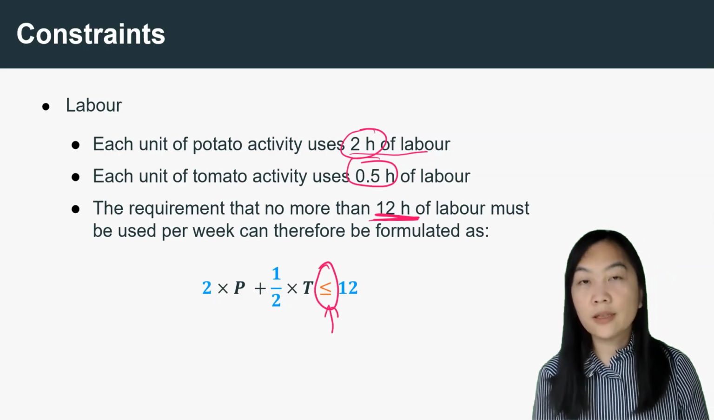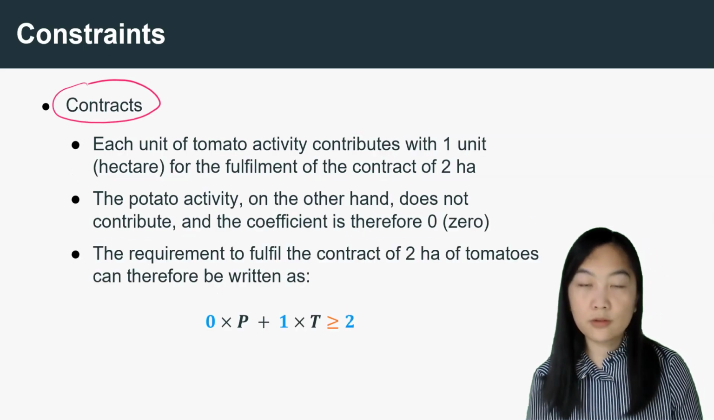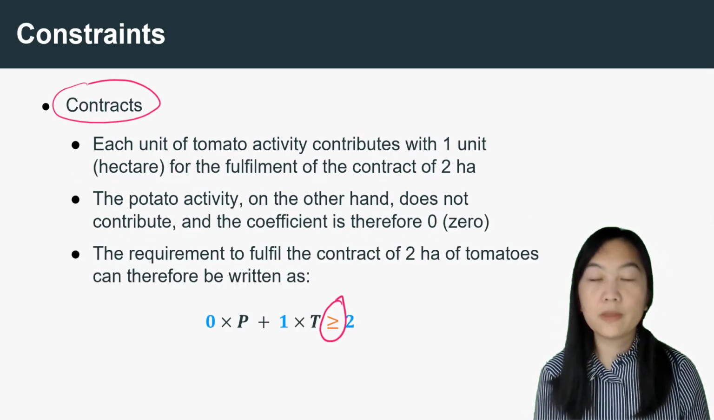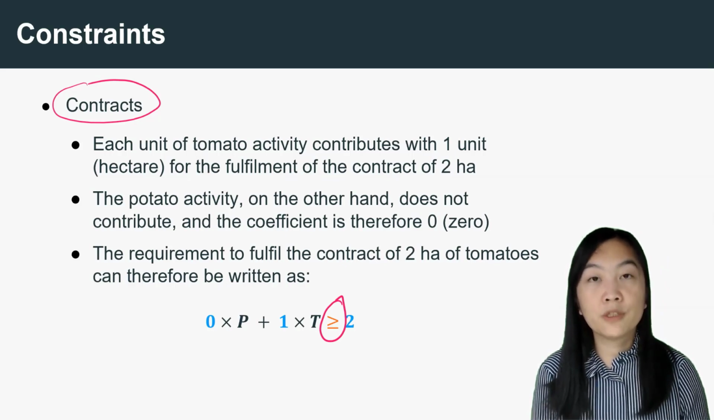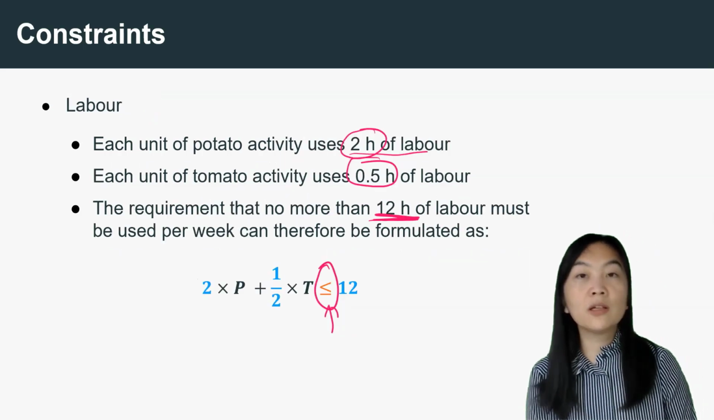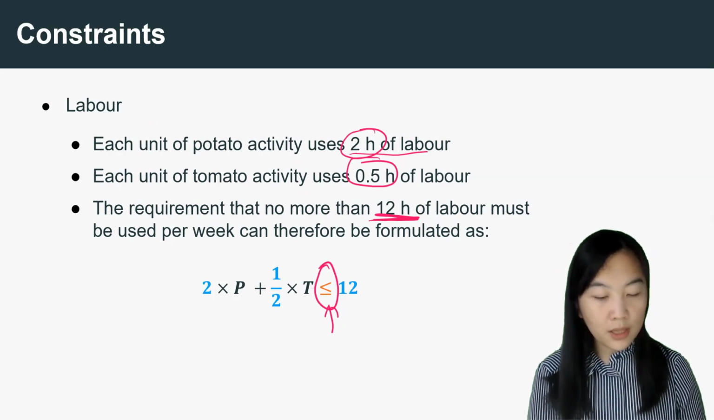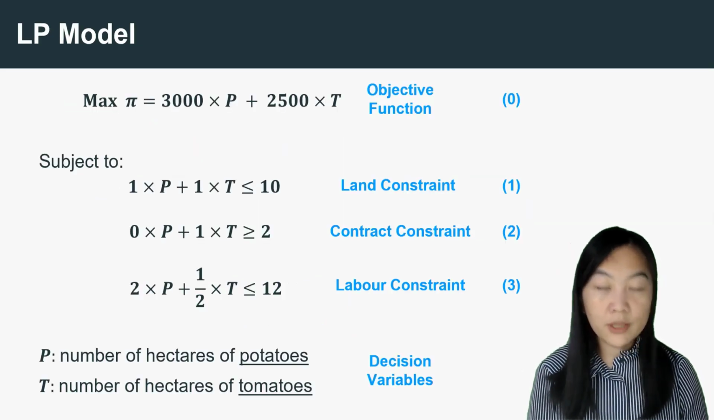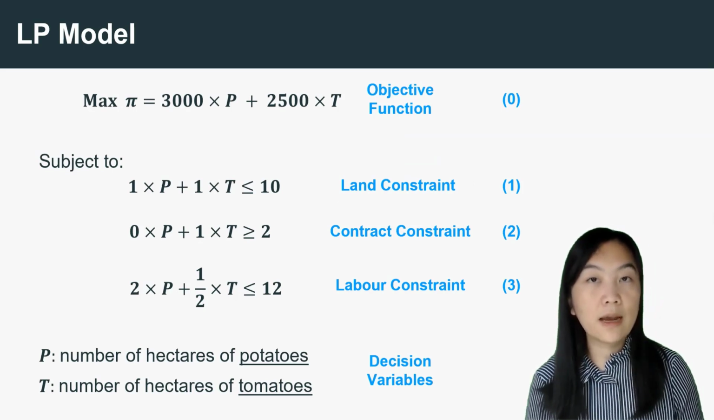So you have to be careful about the signs here. Here the labor has to be smaller than or equal to 12. And in the previous constraint, it is larger, which means the producer, or the farmer, has to produce at least that much. So from those verbal words, you can tell whether it's smaller than or equal to, or larger than or equal to. So those are the 3 constraints, and let's put everything together.